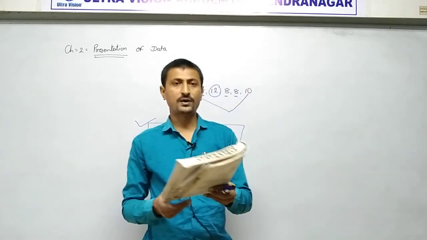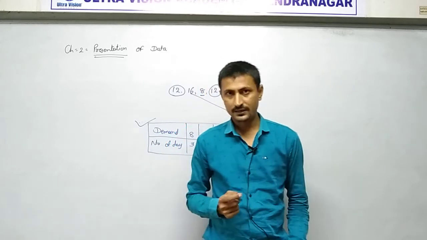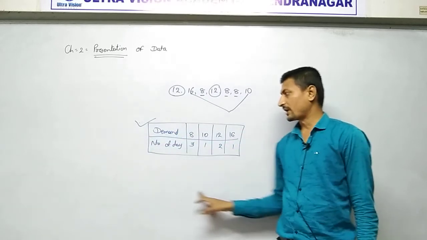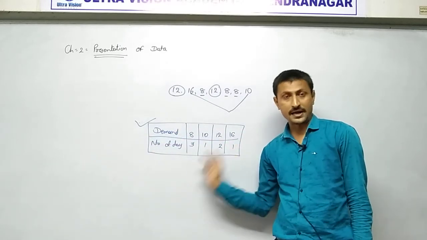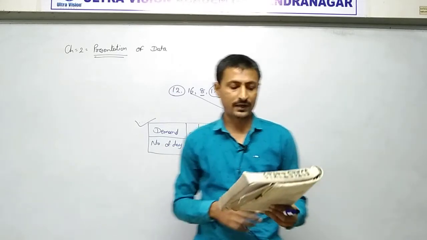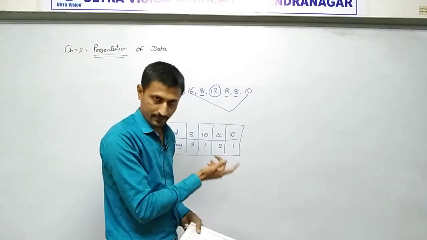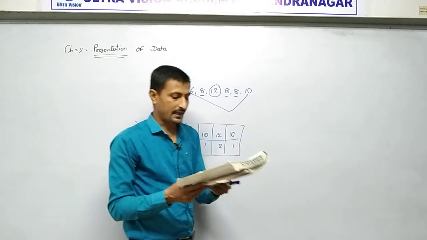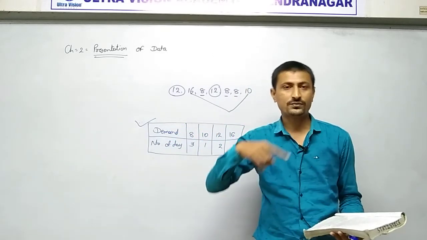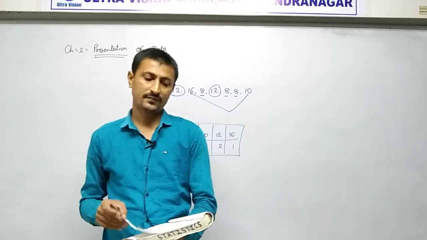Fourth, to obtain information easily regarding various characteristics of the area under study. So the reasons for classification: first, simple, short, and attractive manner; second, easy comparison for different types of variables; third, save time, money, and labor; and fourth, easy information regarding various characteristics of the area of study. So these are the main four reasons for the classification of data.